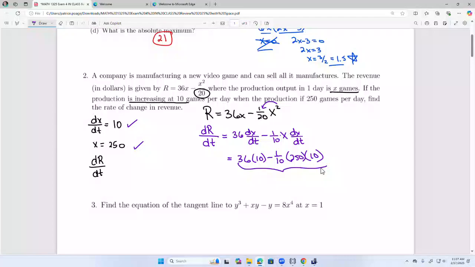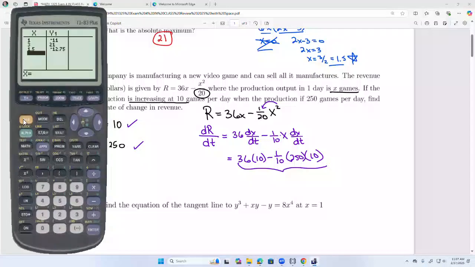This I can put into my calculator. So plugging it into my calculator, I get 36 times 10 minus 1/10 times 250 times 10. And I get 110. Okay, so dRdt equals 110.